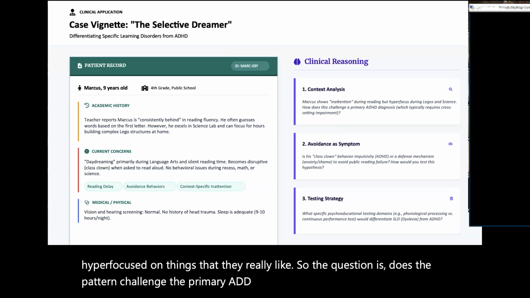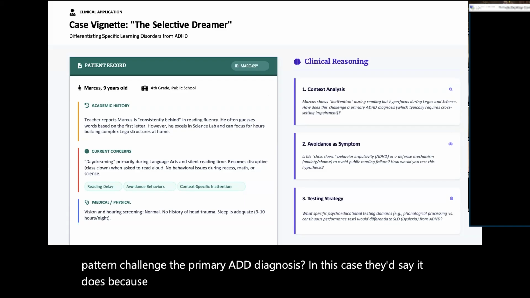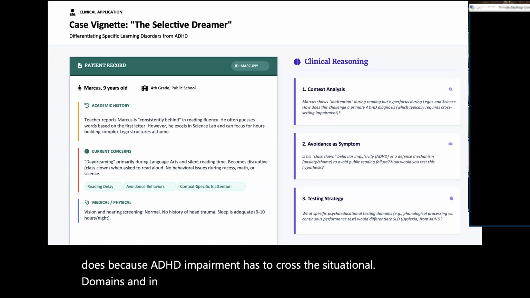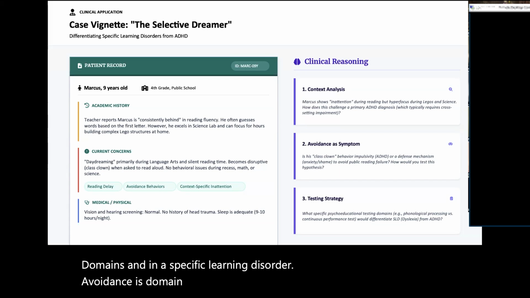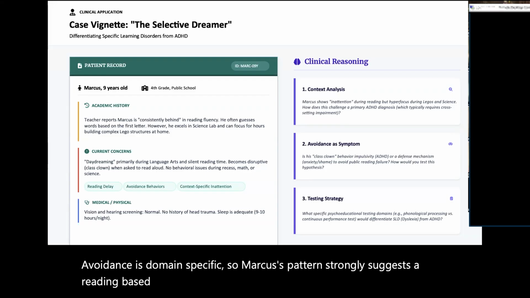In this case, they'd say it does because ADHD impairment has to cross the situational domains. And in a specific learning disorder, avoidance is domain specific. So Marcus's pattern strongly suggests a reading based learning disorder rather than a global attention problem. And so, what do we consider?